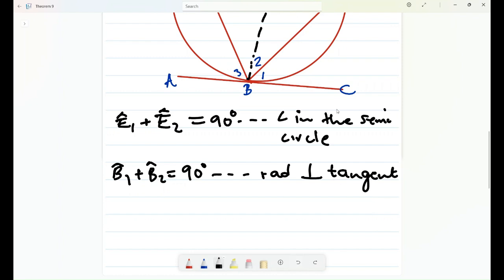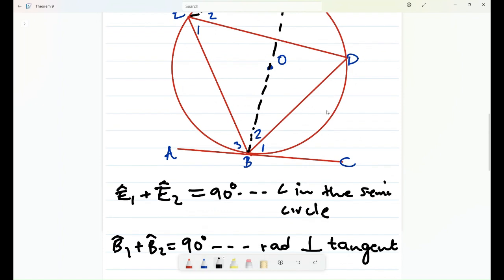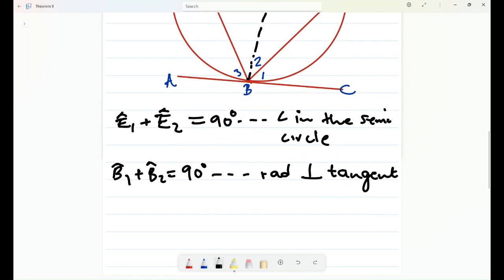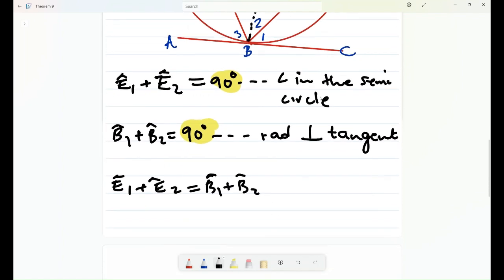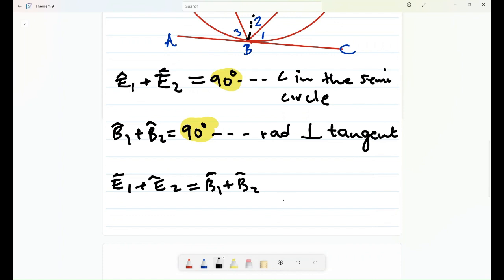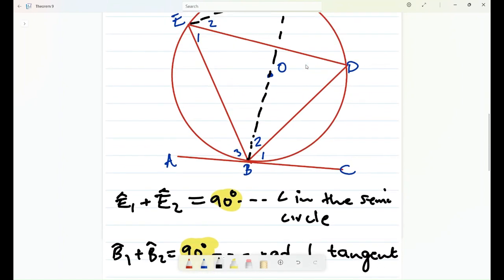All right? Now, if E1 plus E2 is equal to 90 and B1 plus B2 is equal to 90, this means that angle E1 plus angle E2 is equal to angle B1 plus angle B2. Why are we saying that? It is because both of them are equal to 90. You don't need to state a reason here. But check now.